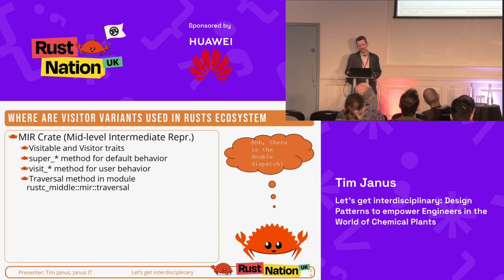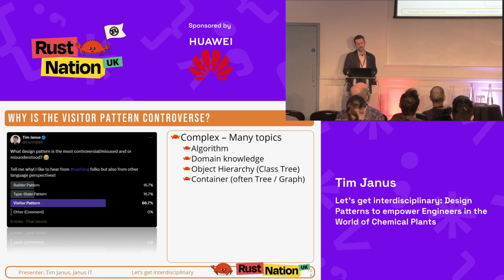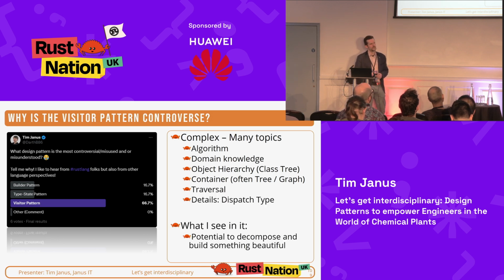And here in a compiler, you normally work on a tree structure, which is an abstract syntax tree. But to summarize, in the end, we have so many topics here, algorithms and domain knowledge. Most often, because you need this well-defined object structure, you need to get the domain knowledge in. You have this distinction between object hierarchy and the container, which might be a tree or a graph. And we heard about these details. So there is so much you see inside the visitor pattern, and that is why I think there's a lot to learn. And you can also learn from things that are complex by decomposing them for yourself, for your own use case.